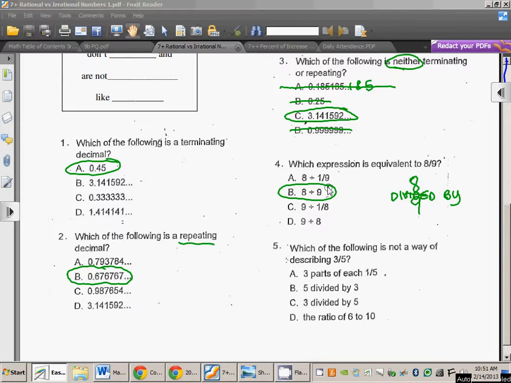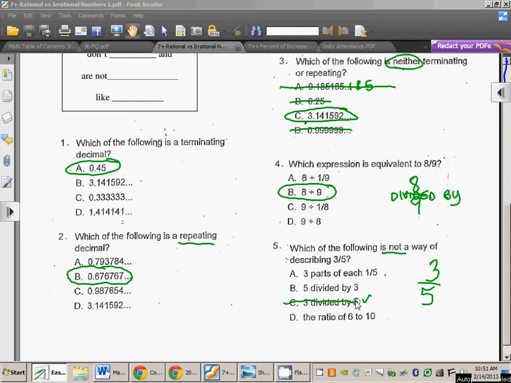Number 5 has one way not to describe 3 over 5, which actually means there are 3 ways that does describe it. So, Kyle, you might not be able to pick the one that's not right now, but let's pick one that is a way of describing 3 over 5. 3 divided by 5. Very good. 3 divided by 5 does describe 3 over 5. So let's get rid of that choice. And now we've only got 2.